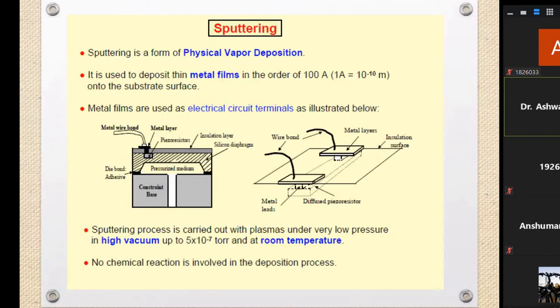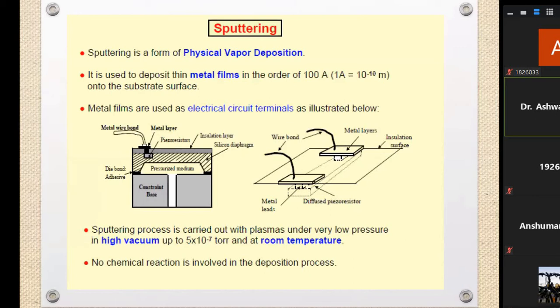Metallic films or layers are required to conduct electricity from a signal generator in a sensor. For example, here you are able to see the figure. We are depositing a metallic layer on the insulation layer. Above it, the metallic layer is marked here, connected with the metal wire. So we are depositing a metallic layer to conduct the electricity to the piezoresistors.